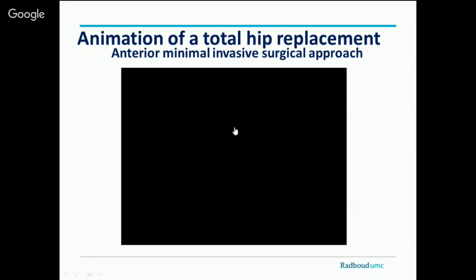I show you now a video of how a surgery is done. This is an animation. And here it says an anterior minimal invasive surgical approach, because the surgeon can approach the hip from the anterior side, from the frontal side, from the side, or from the back. And the anterior approach is something rather new because it requires a smaller incision. Okay, so this is just a short video about that.